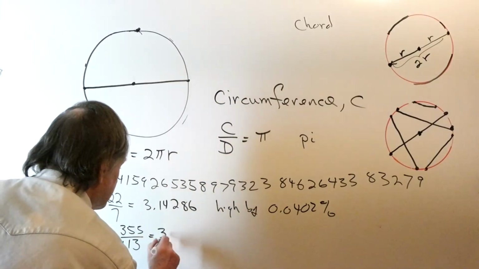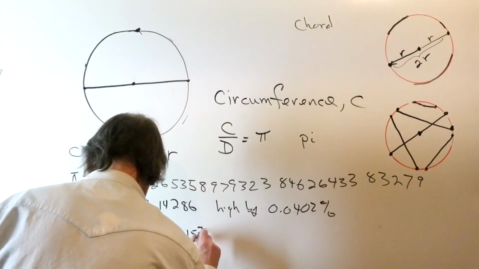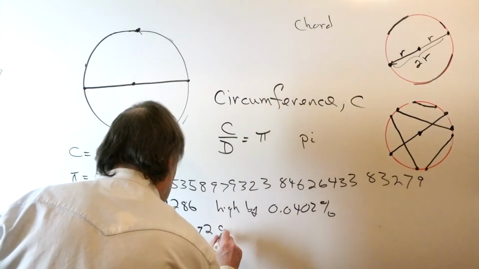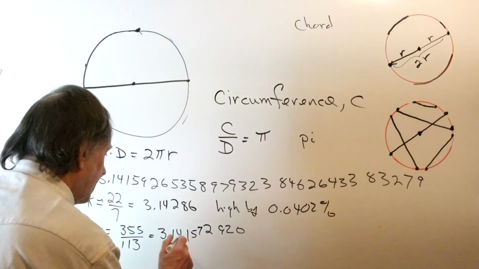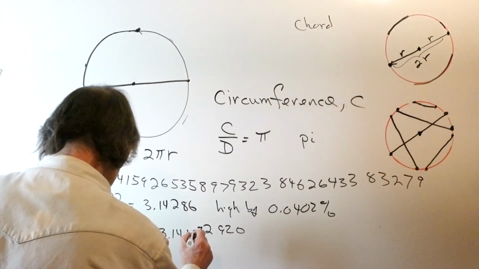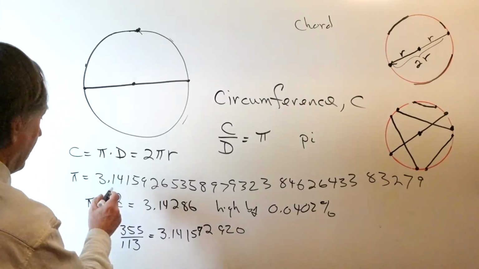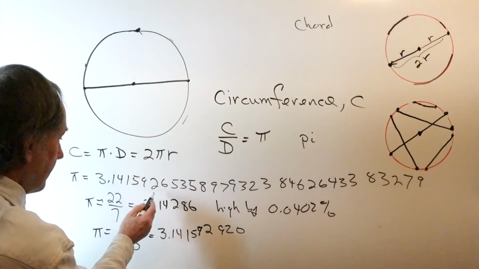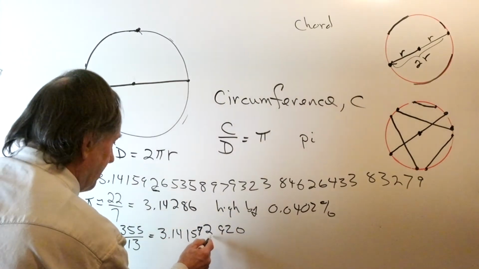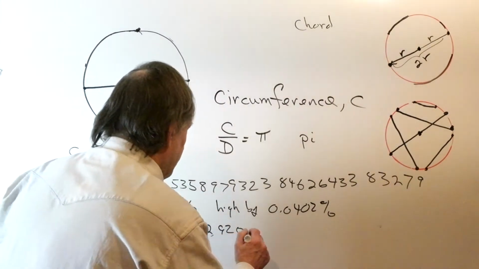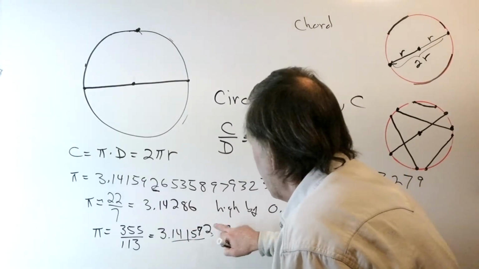And this value is 3.141592920. So you can see that, comparing, the digits are good to the 6th decimal place. And this value of pi, if you look, after the 2 we have a 9.